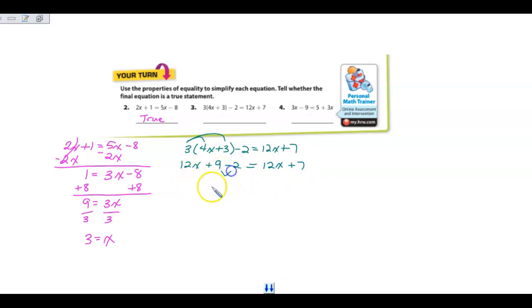I can combine these two. 9 minus 2 is 7. So I have 12x plus 7 equals 12x plus 7. And I notice that this and this are exactly the same. Because they are the same, this is true.